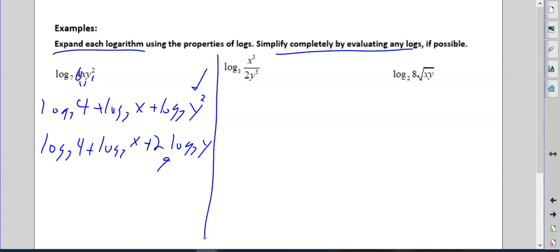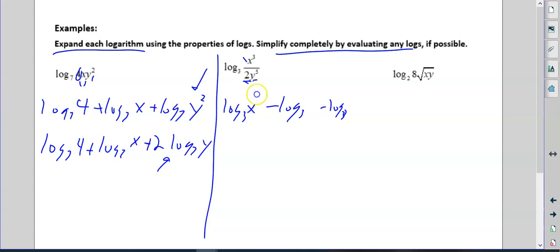All right, notice we have a fraction. So I'm going to write 1, 2, 3 terms. I'm going to write log 3 three times: log 3, log 3, and log 3. Now, the 2 and the y cubed are both going to get subtraction because they're both on the bottom.